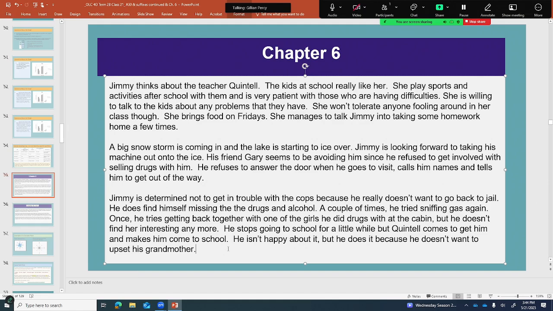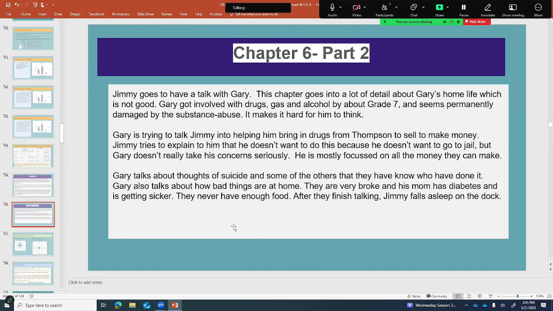He stops going to school for a little while, but when he does, his teacher Quintel comes to get him and basically kind of makes him come to school. He isn't really happy about it, but he goes along with it because he doesn't want to upset his grandmother because he loves her very much and he knows that she loves him. Finally, Jimmy decides to go have a talk with Gary.